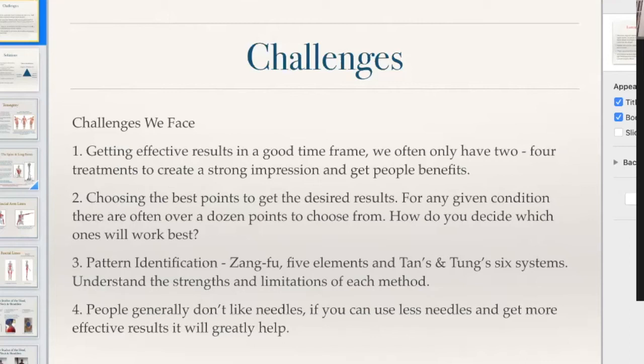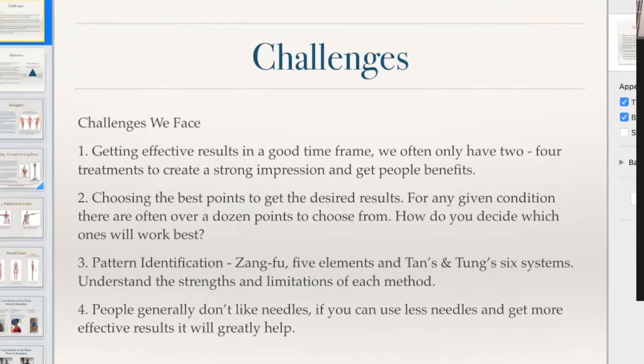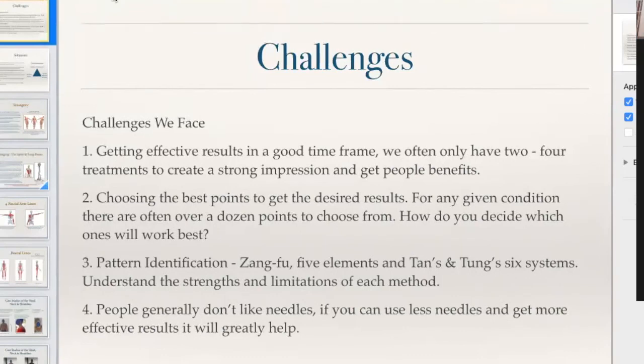They're going to come back. But if you're putting 10 or 12 needles in someone and you're only getting 20 or 30% results, you're going to lose them after a treatment or two. They might give you three at the most, but after that, they're going to bail if you don't get them results. So those are some of the challenges.